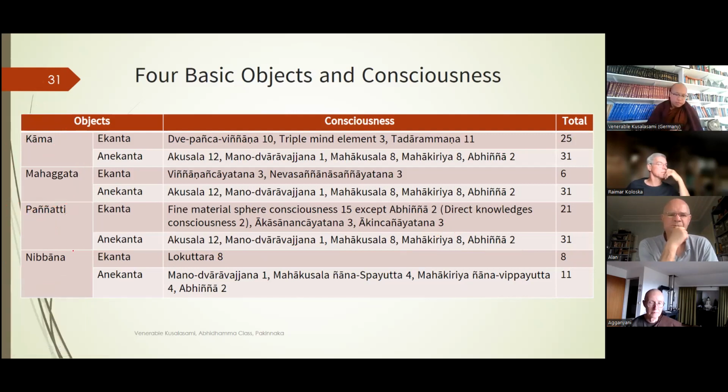And next one is Nibbana Ekanta. This, of course, is clear for this one. Lokuttara, supramundane consciousness 8, take Nibbana as an object. Nibbana only. Nibbana Anekanta means not only Nibbana, but also other kinds of object as well.